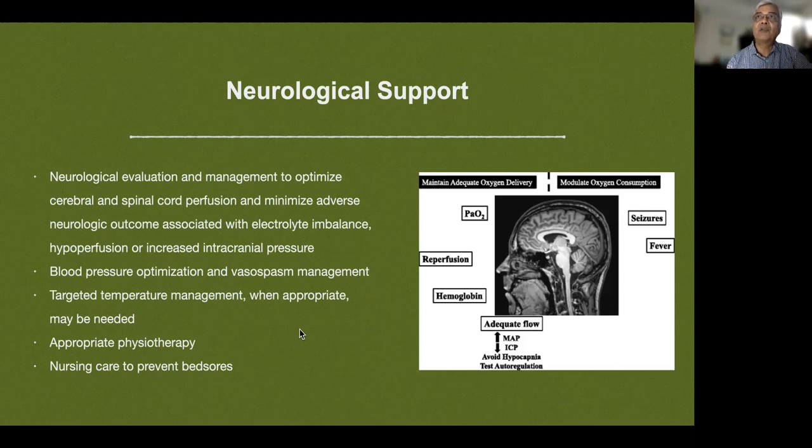These patients may also require targeted temperature management as appropriate for the case, especially after cardiopulmonary resuscitation, they may need cooling so as to preserve the brain. We have to give an appropriate amount of physiotherapy in patients, especially if they have undergone some hemiplegia or quadriplegia. Nursing care is needed to prevent bed sores.